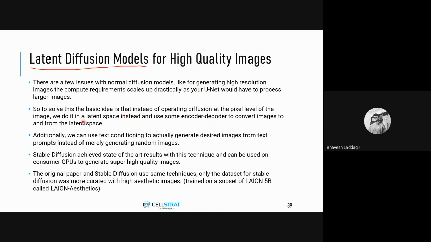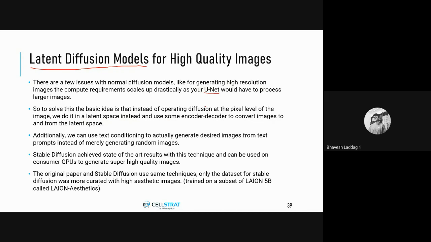So to solve this, what the latent diffusion model does is that instead of operating diffusion at the pixel level, we do it in the latent space. So what's the latent space? Bhavesh, sorry, can you repeat why you are saying it's costly? It's basically that your UNet takes in larger images as input. The larger the resolution your UNet is processing, the larger the compute requirements. If you want to generate high quality HD images, at least 1024 by 1024 pixels, your UNet will use a lot more memory. As memory requirements increase, you will also need much more powerful compute if you want to do it in less time.